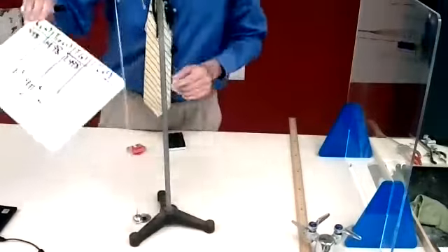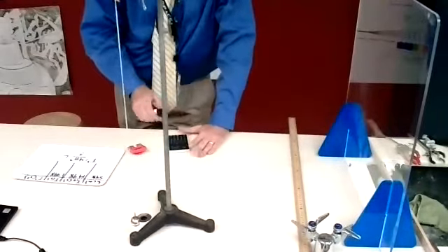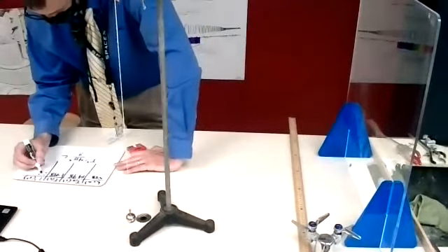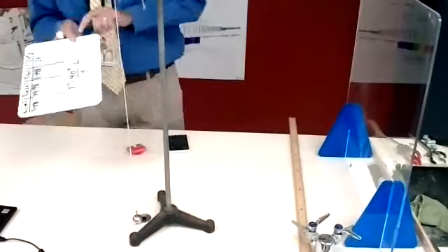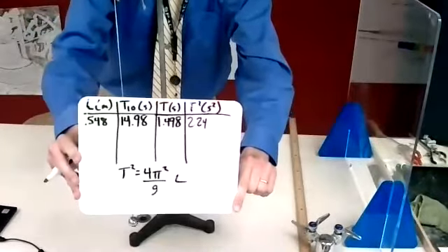Now 1.498 squared, I think everybody knows, is 2.24. So that's one that you're going to calculate, right? So there's my first data point.